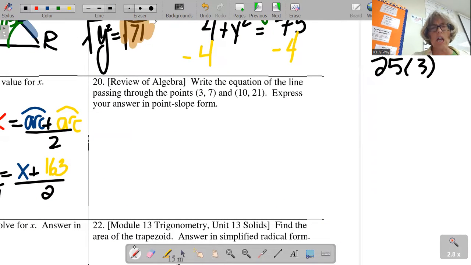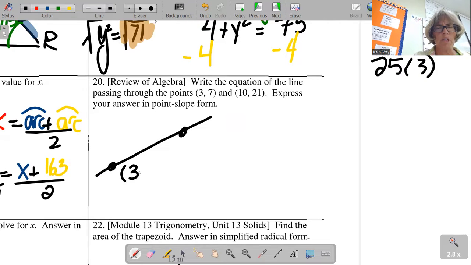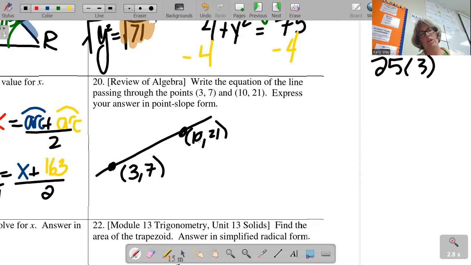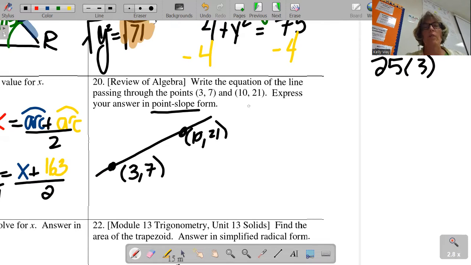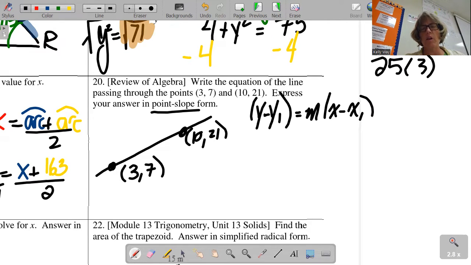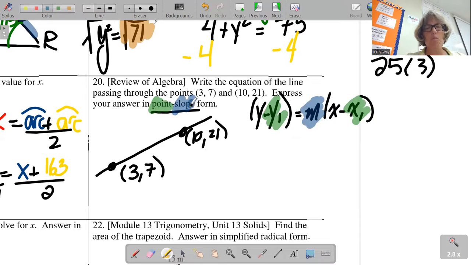Write an equation of a line. So we got a line, and it's passing through the points (3, 7) and (10, 21). Equation of a line, and we want it in point-slope form, which is y minus y1 equals slope times x minus x1. So there are two things you need for this equation. You need a slope and you need a point. That's why it's called point-slope form.